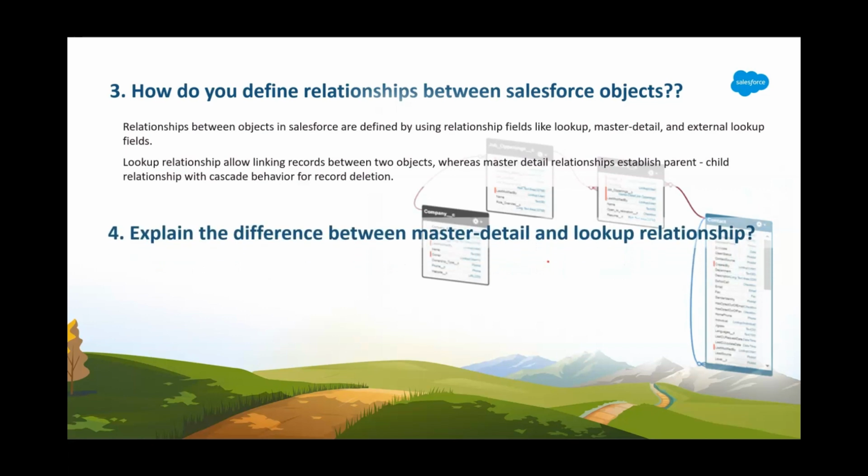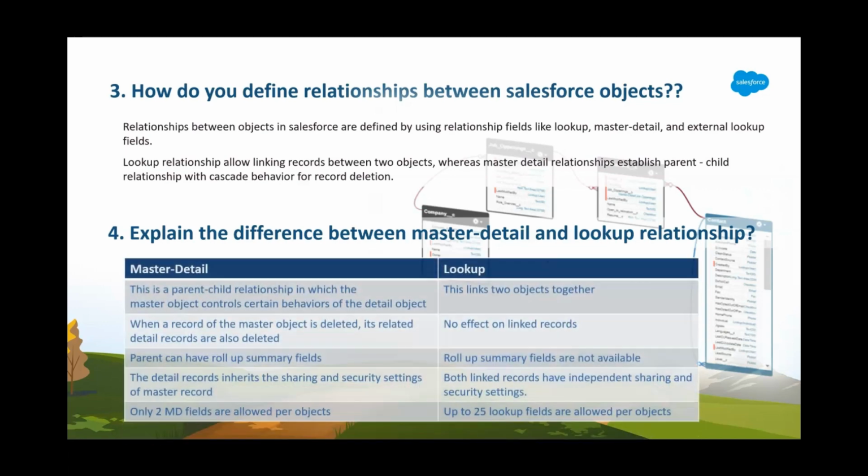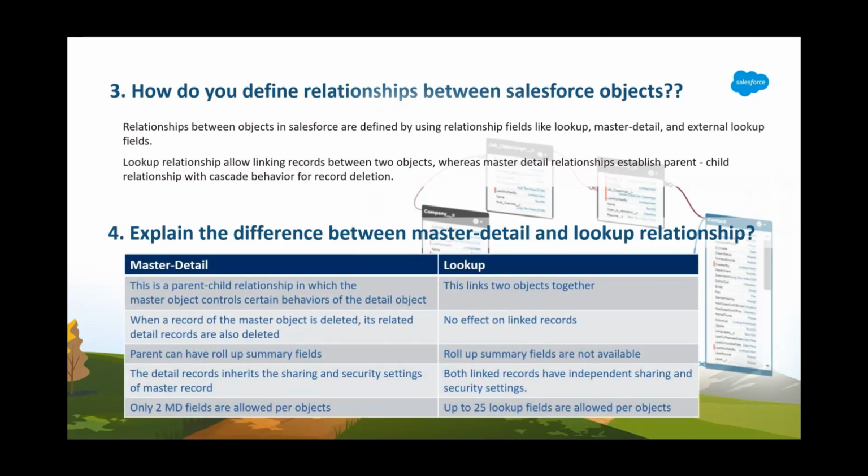4. Explain the difference between master detail and lookup relationships. Master detail relationship is a parent-child relationship in which the master object controls certain behavior of the detail object. Lookup relationship links two objects together. In master detail relationship, when a record of the master object is deleted, its related detail records are also deleted. In lookup relationship, there is no effect of deletion on linked records.